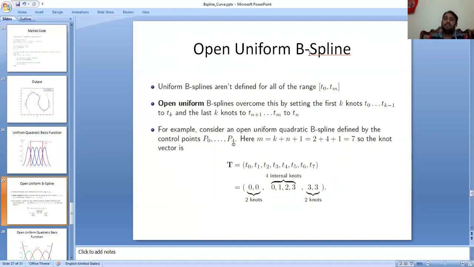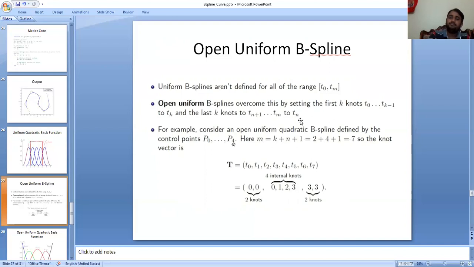Now in the uniform B-spline, we define the knots in a sequence from 0 to n. But in the open B-spline, to overcome the problem of the uniform B-spline, we set the first k knots, where k is the degree. If this is a quadratic polynomial, then the first k knots will be set to tk, and the last k knots will be set to tn.